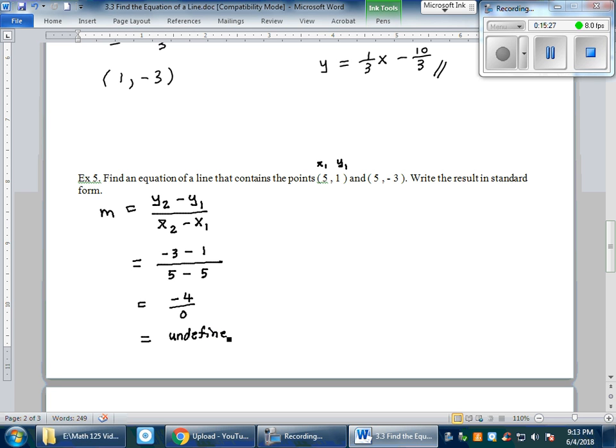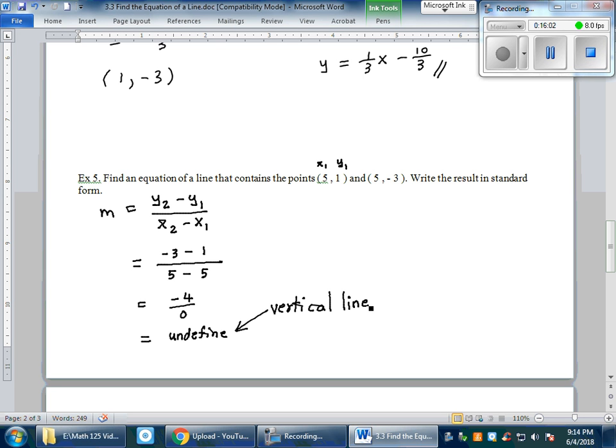Now, we cannot use this undefined to plug it into either formula to begin with. So you have to remember what I mentioned about it in the previous section, in the slope section. When the slope is undefined, this tells us we are talking about a vertical line. Right? We are talking about a vertical line.